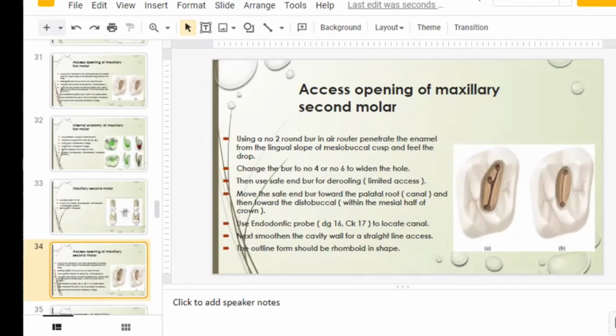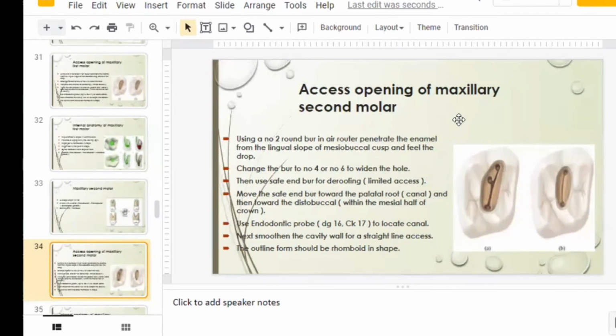Dr. Hina, can you repeat? Yes, ma'am. For the access opening of the maxillary molars, it is not located in the center, but mesially. First we start using the number 2 burr, on the lingual slope of the mesiobuccal cusp, and then feel the drop. Then to widen it, we use a bigger burr, that is number 4 or 6.